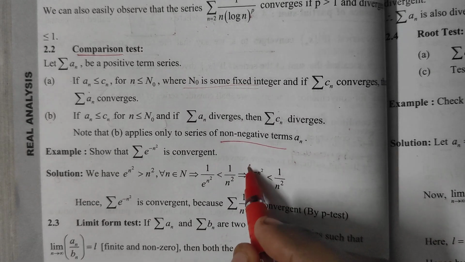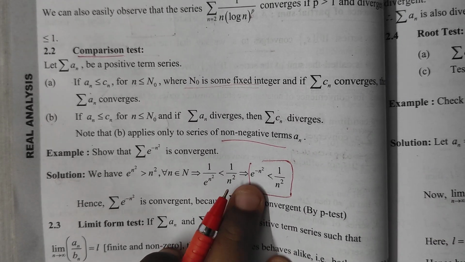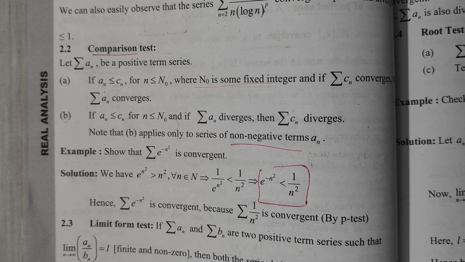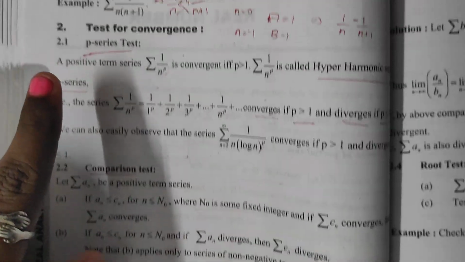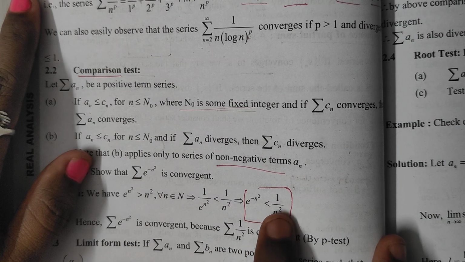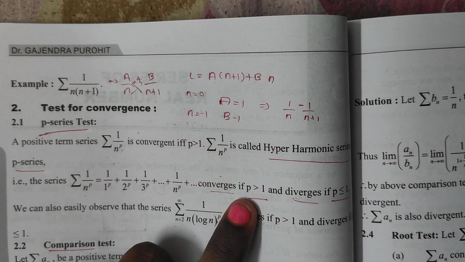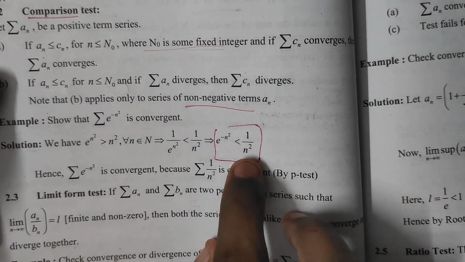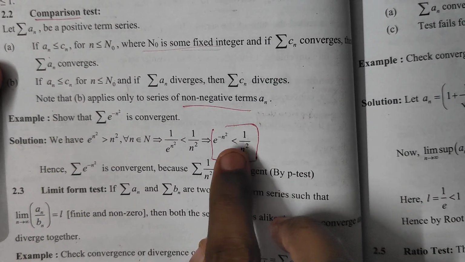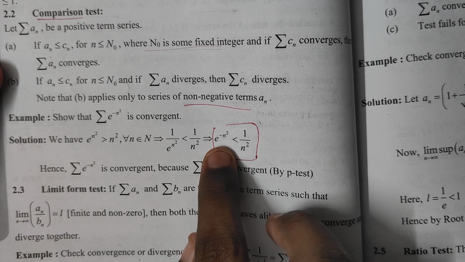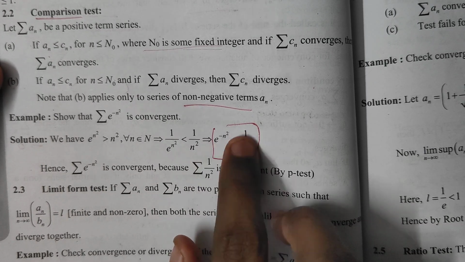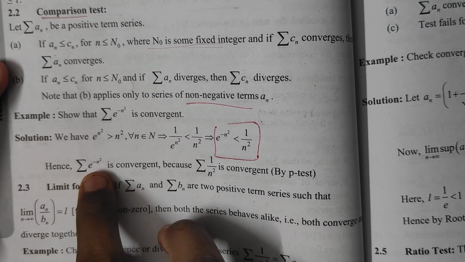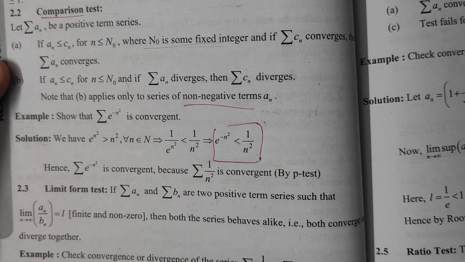See here, this is convergent because 1 by n square is convergent. How are we saying 1 by n square is convergent? This is in the form of the p test, right? The power of n is 2, and 2 is greater than 1. When the value of p is greater than 1, it converges. So 1 by n square is convergent. Since e power minus n square is less than 1 by n square, and that series converges, obviously the summation of e power minus n square also converges.